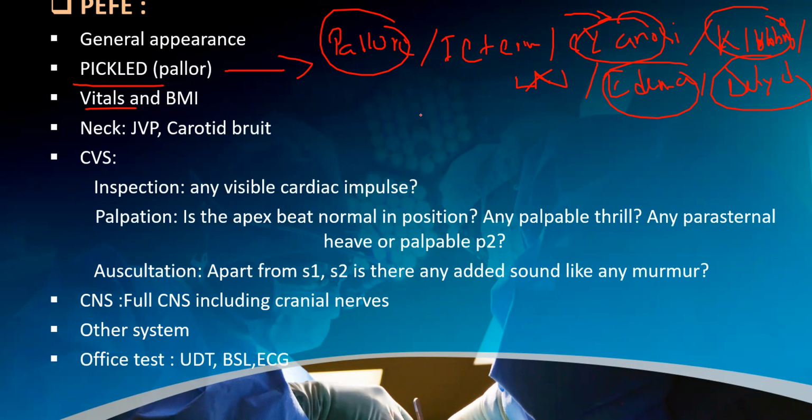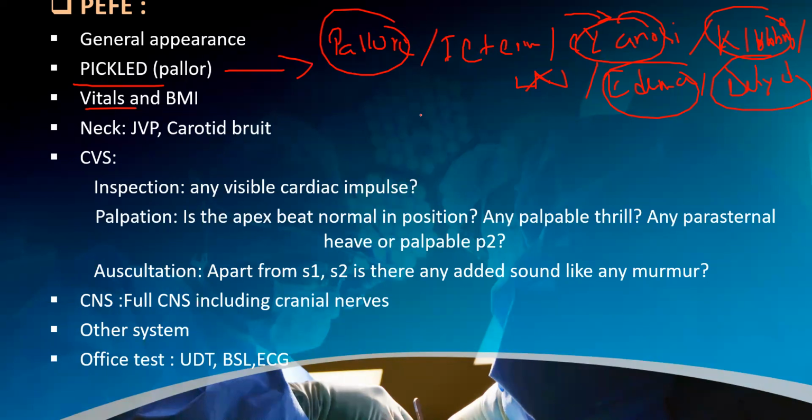I would like to know the pulse, rate and rhythm. I would like to know respiratory rate, saturation and temperature, please. I would start my examination from head to toe, but first I would like to focus on the neck. I would like to know if there is any raised JVP or carotid bruit.